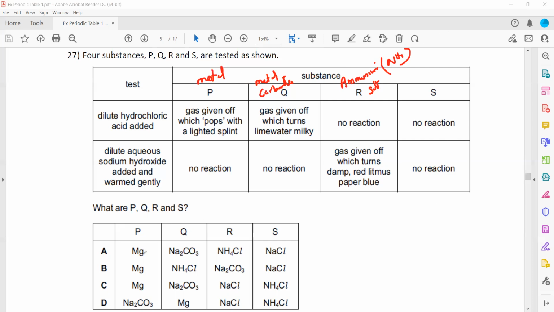When we check, P should be a metal, so it can be A, B, or C. Then Q should be a carbonate, so it can be A or C only. And R should be an ammonium salt, so it cannot be C, it is only A. That's why A is the right answer. So acid plus metal gives hydrogen, acid plus metal carbonate gives carbon dioxide, and alkali plus ammonium salts gives ammonia gas.